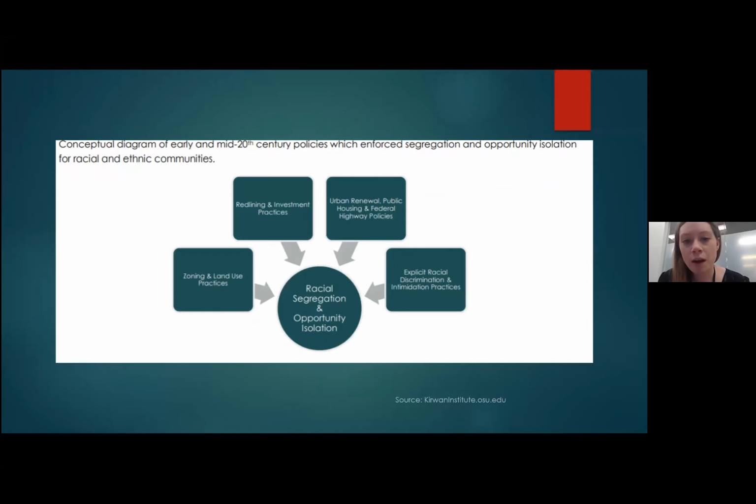And it was one of many different discriminatory tactics that kept racial and ethnic minorities and those that were financially not well off from opportunity. So here you can see this diagram. There were different things like zoning and land use practices, urban renewal, public housing, federal highway policies, and explicit racial discrimination and intimidation practices. But for this lecture, we are going to concentrate on this particular practice of redlining.